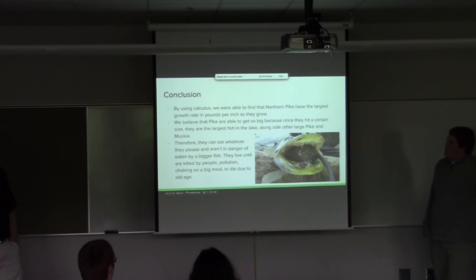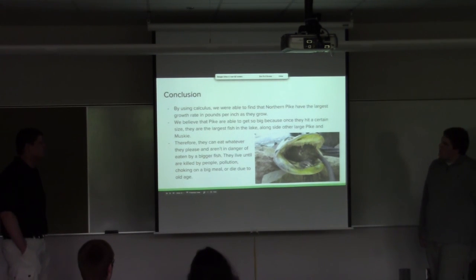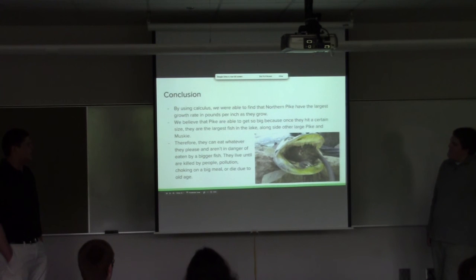So by using calculus, we're able to find that northern pike have the largest growth rate by far. We believe they're able to get so big because they are such a predatorial species. They eat basically anything they want. Fishermen, pollution, choking, and dying from old age are their only threats.